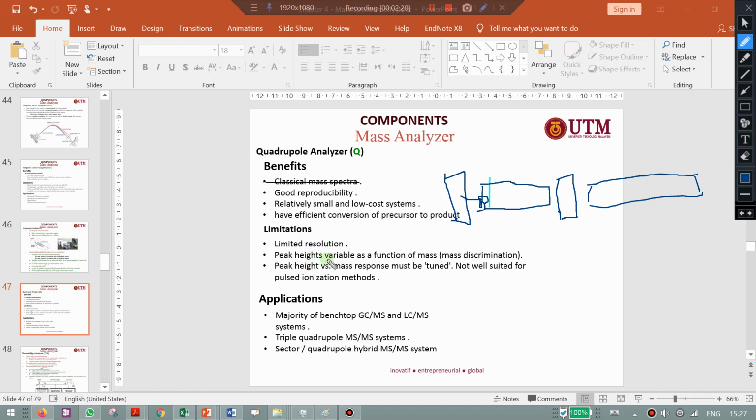Okay, the limitation is the limited resolution. Okay, peak height is variable as a function of mass. Peak height versus mass response must be tuned, not well suited for pulse ionization methods. Okay, pulse ionization method, MALDI lah. Okay, MALDI, matrix assisted laser, right? Laser, which is we use a laser, right? It's also not suited for this one.